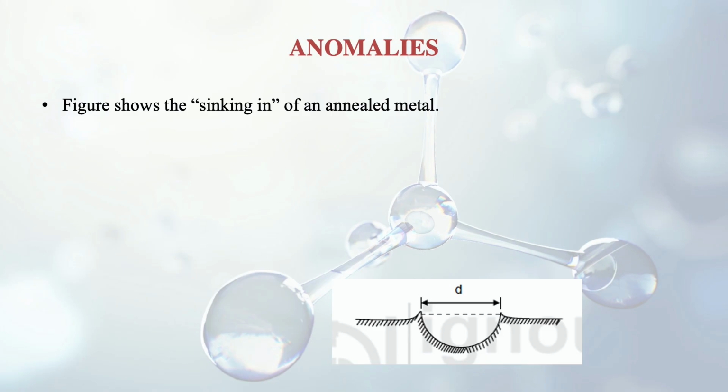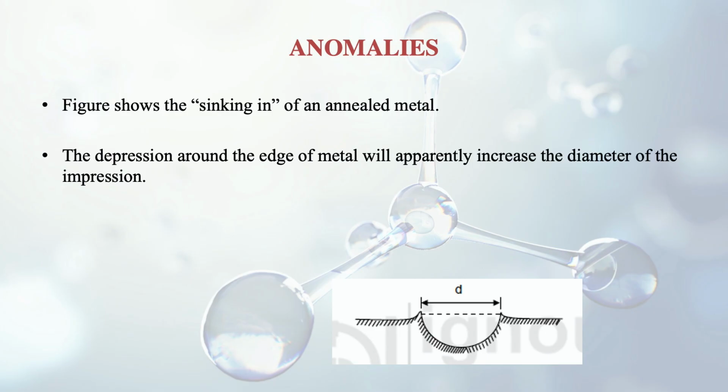Another phenomenon is there, besides piling up: sinking in. So here is sinking in of an annealed metal. Annealing is a heat treatment process, and due to that, sinking in happens. The depression around the edge of the metal will apparently increase the diameter of the impression. So again the diameter is varying.